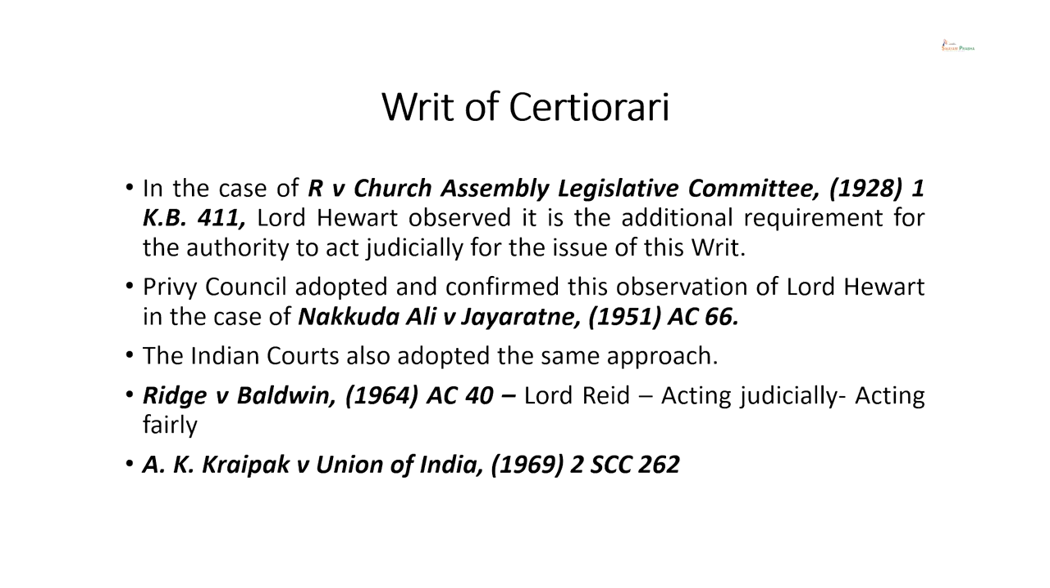The Privy Council also adopted and confirmed the observation of Lord Hewitt made in the case of R versus Church Assembly Legislative Committee, and it means that the Privy Council was also of the view that the writ of certiorari was available only against the judicial bodies and quasi-judicial bodies. The same approach was adopted by the Indian courts, which was adopted and followed by the Privy Council in the case of Nakkuda Ali versus Jayaratne in 1951. When the Indian courts adopted the same approach as it was adopted by the Privy Council and the English courts, it meant that the Indian courts were issuing the writ of certiorari only against the judicial and quasi-judicial bodies.